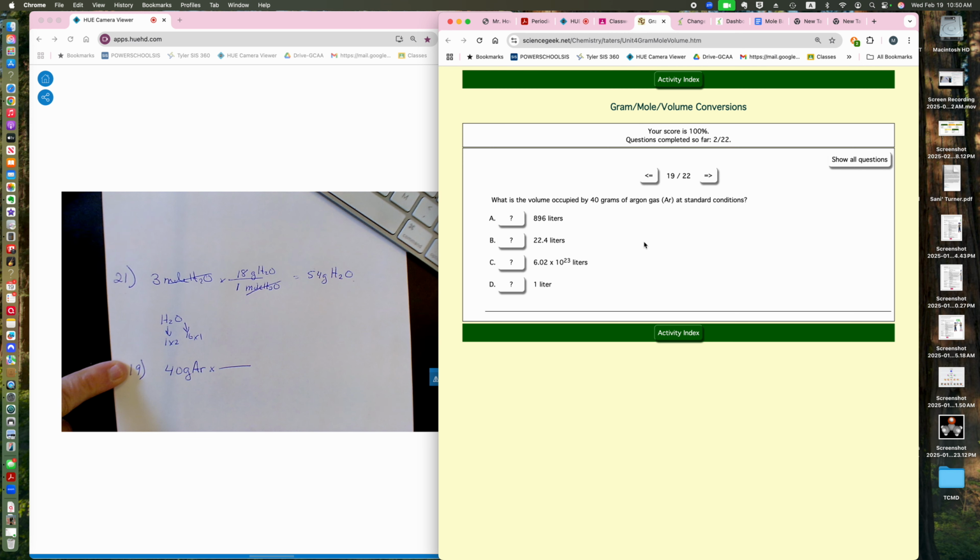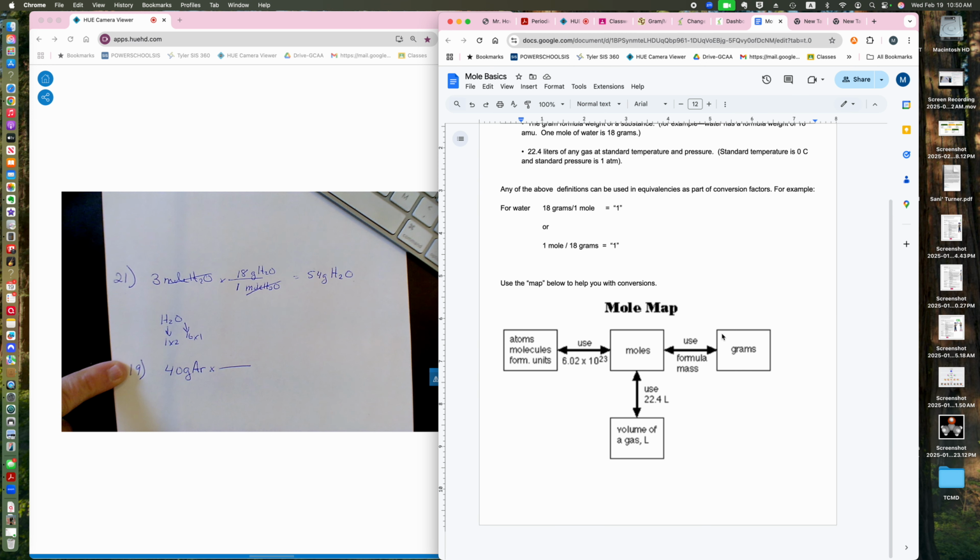Let's go back over here. We have grams. We want to get to volume. So look back at the mole map. We have grams. We want to get to volume. Volume's down here. So we're going to have to go from grams to moles and then from moles to liters.